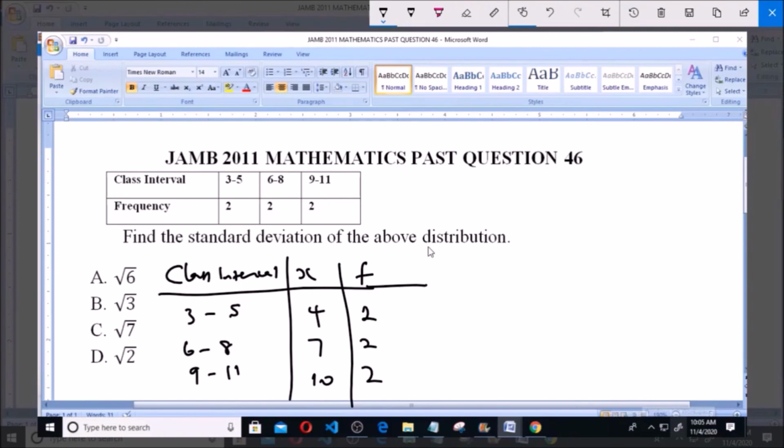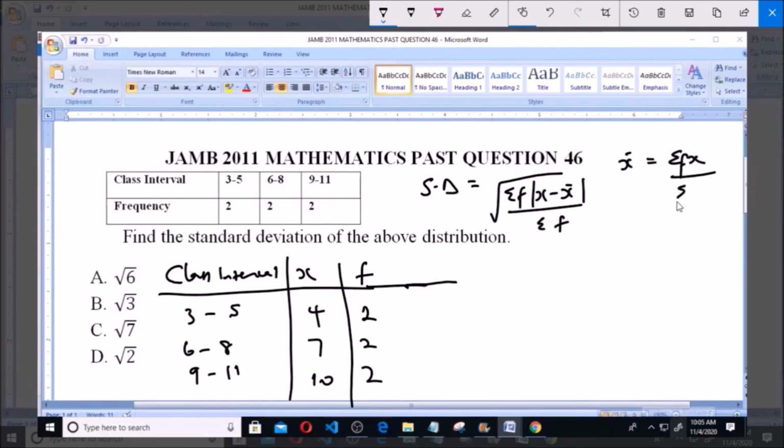Now to find the standard deviation SD, SD is equal to the root of summation f times the absolute value of x minus the mean, all over summation f. So we have to find the mean, because we are going to subtract the mean from each of these class marks. For us to find the mean, we need to find fx, because mean is equal to summation fx all over summation f. So we need to find fx.